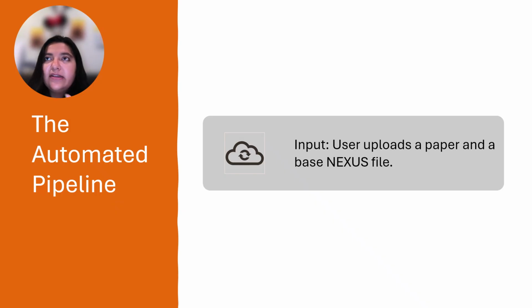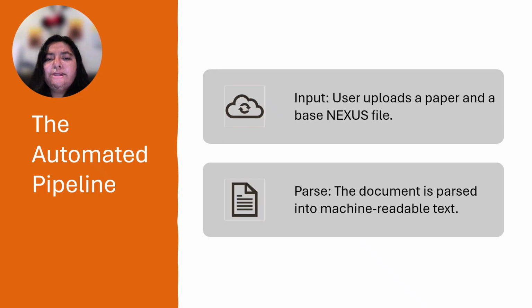has to have the taxa and the matrix stuff that won't be readily available in the paper, but the character list usually is. So that's the thing that would be missing in that base Nexus file. Next, what it does is that when you start the run, it parses through the document into machine-readable text.